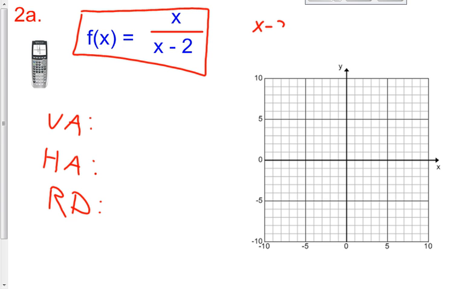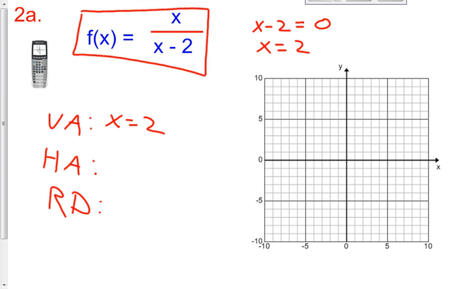So my vertical asymptotes are when the denominator equals 0. So when does x minus 2 equal 0? Well, it's when x equals a positive 2. So I know I have a vertical asymptote at x equals 2. Now class, as a reminder, a vertical asymptote is a line that the graph approaches infinitely, but it never touches. We always draw those with dotted lines.